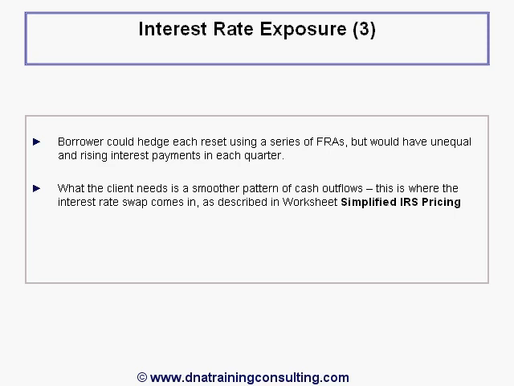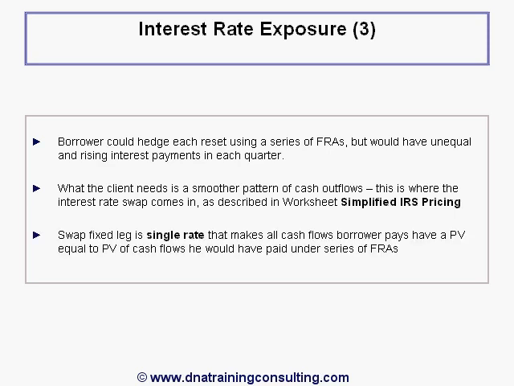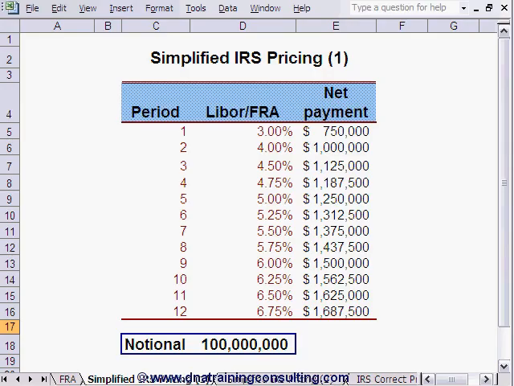We can summarize, however, this worksheet by saying that the swap, the interest rate swap's fixed leg, is calculated under that worksheet as the single rate that makes all cash flows which the borrower pays have an aggregate present value equal to the aggregate present value of the unequal cash flows he would have paid under the above listed series of FRA rates.